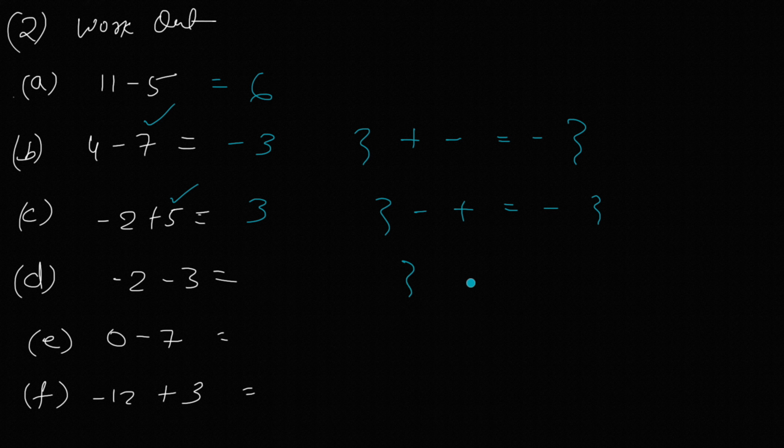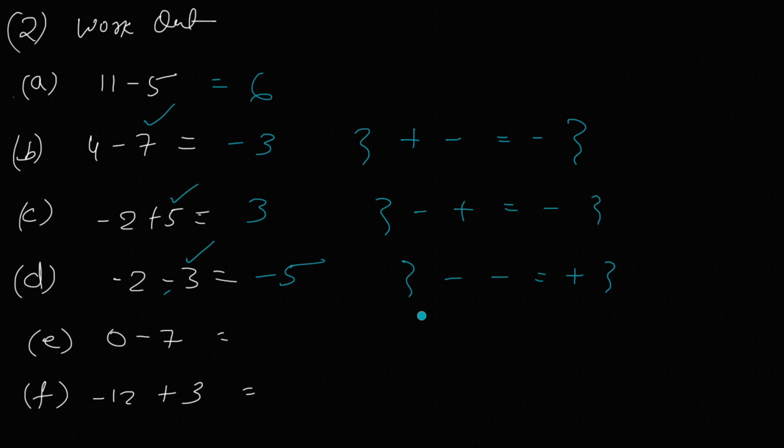Now the next is negative and negative. Negative, negative is positive, and the sign will remain of the greater number. So minus 2 and minus 3 is 5, addition, and the sign of the greater number is negative, so we're gonna write negative here.